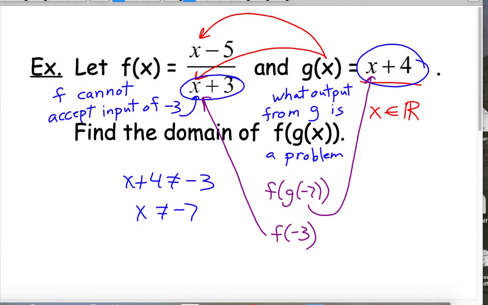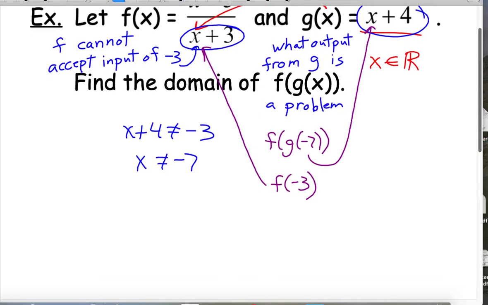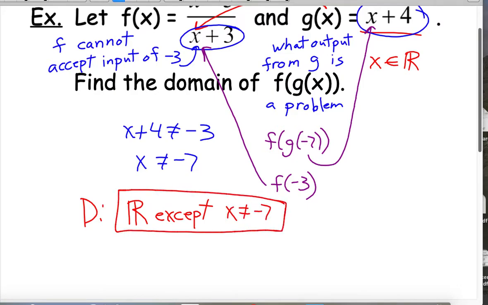So the domain of f of g of x is going to be all real numbers except x cannot equal negative 7. So you may need to go back through that one more time just to make sure that that's clear in your mind how we found that.